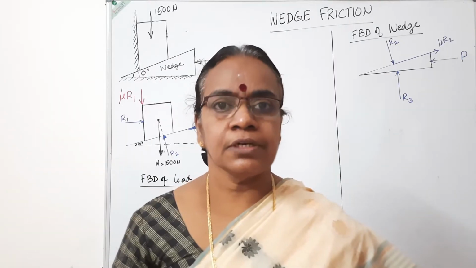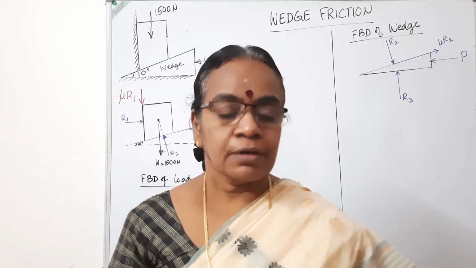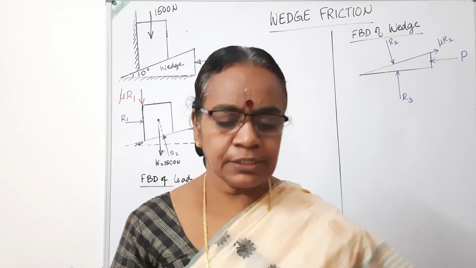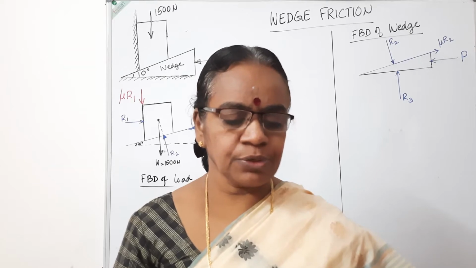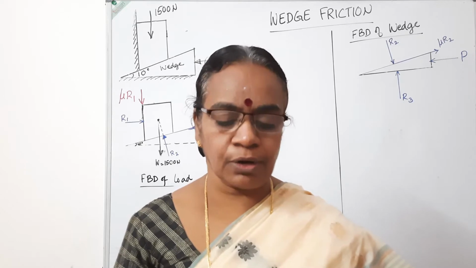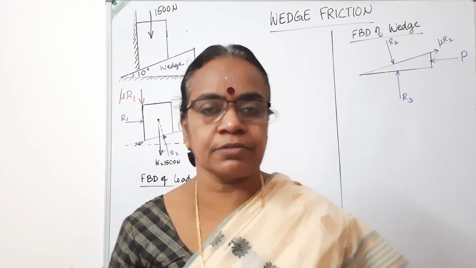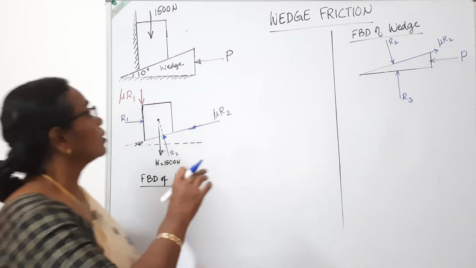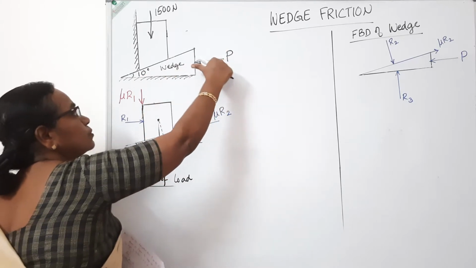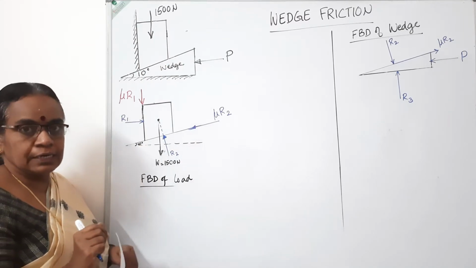So I am going to discuss the numerical example on wedge friction. The question is, find the horizontal force P on the wedge of 10 degree as shown in figure to raise the 1500 Newton load. Coefficient of friction is 0.3 at all contact surfaces. So let us see a wedge of 10 degree. By applying a force P, this block of 1500 Newton load is to be lifted up.